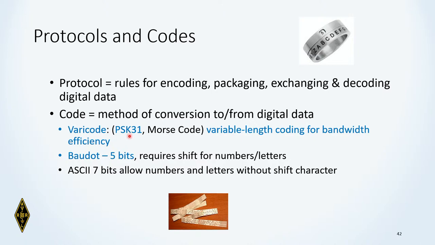There's another kind of variable code that we're going to talk about, Morse code. And the idea is that you send fewer bits for more frequently used letters. Now, the most frequently used letter in the English language is the lowercase e. So in Varicode or Morse code, it's the shortest symbol in the character set. So, I didn't know that. Yep. So we've got variable length coding for bandwidth efficiency. So if it's something we're going to be using a lot, we're going to use a short code. And that happens with PSK31 and Morse code.